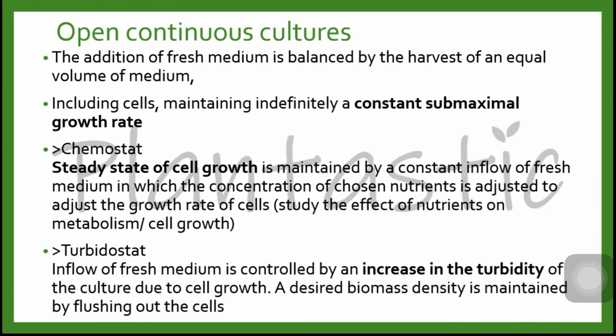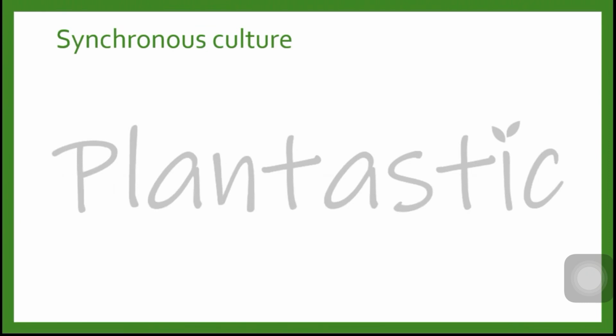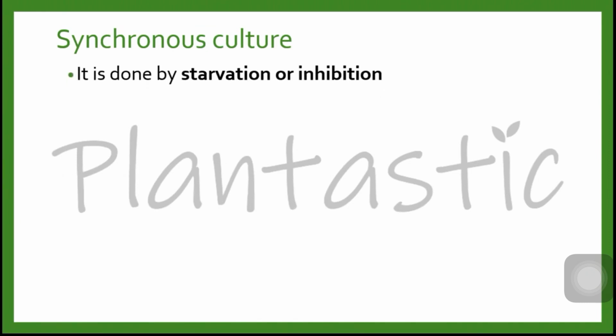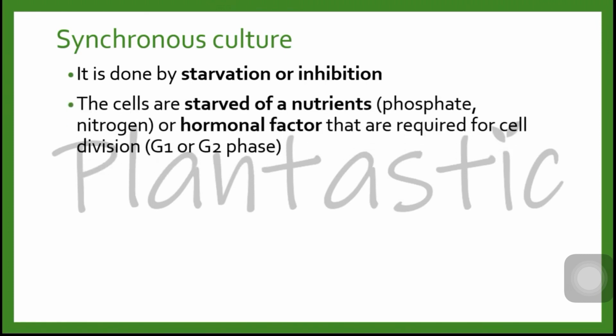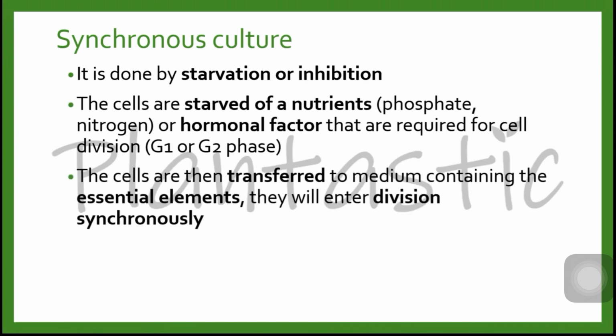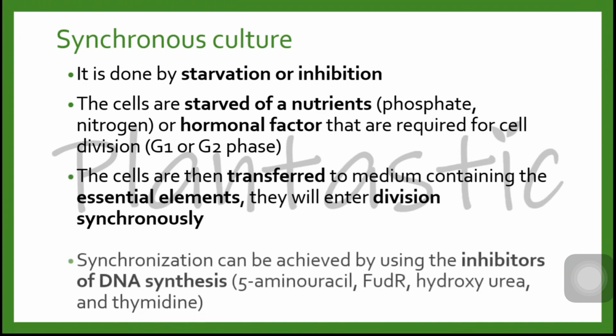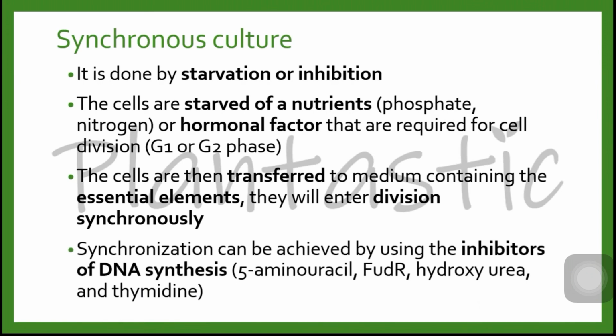The last one is synchronous culture. It is done by starvation or inhibition. The cells are starved of nutrients, such as phosphate or nitrogen, or hormonal factors that are required for cell division in G1 or G2 phase. The cells are then transferred to the medium containing the essential elements, which will then enter the division synchronously. The synchronization can be achieved by using inhibitors of DNA synthesis such as 5-aminouracil, FUDR, hydroxyurea, and thymidine.